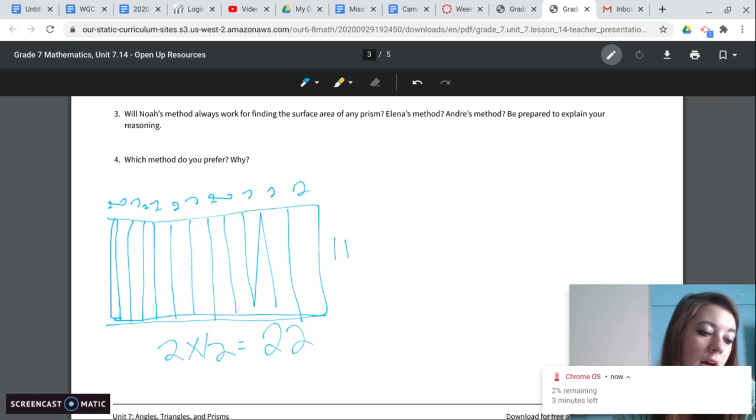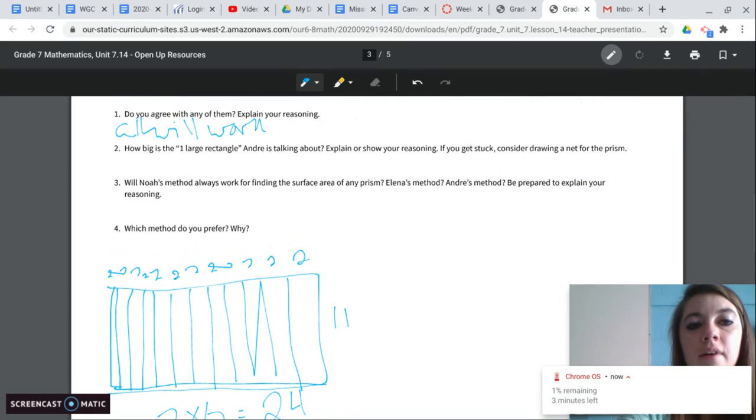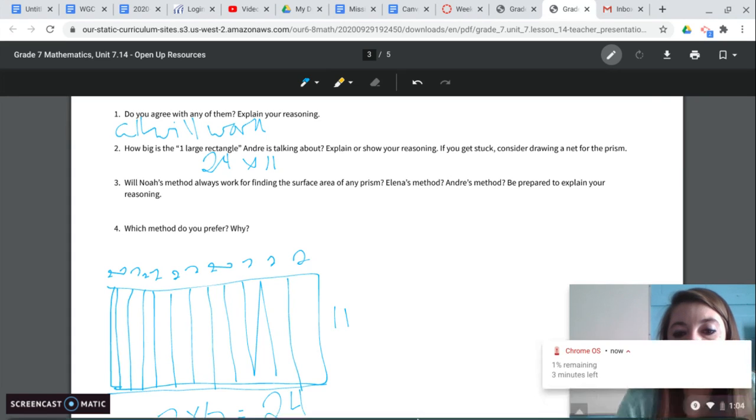So the area of this, or not 22, sorry, 24. Goodness. My brain is not working today, apparently. So 24. So 24 times 11 will be the area of our large rectangle. So that's what it's looking at there.